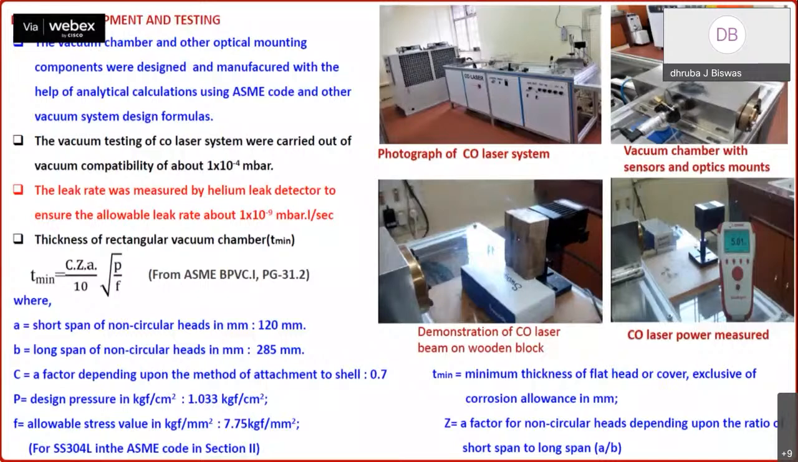So here is the formula for thickness calculation, which we have taken from the ASME code. T minimum is C Z A upon 10 root P by F, where A is the short span of the non-circular head in mm, in our case 120 mm. B is the long span of the non-circular head in mm, that is 285 mm. C is a factor.